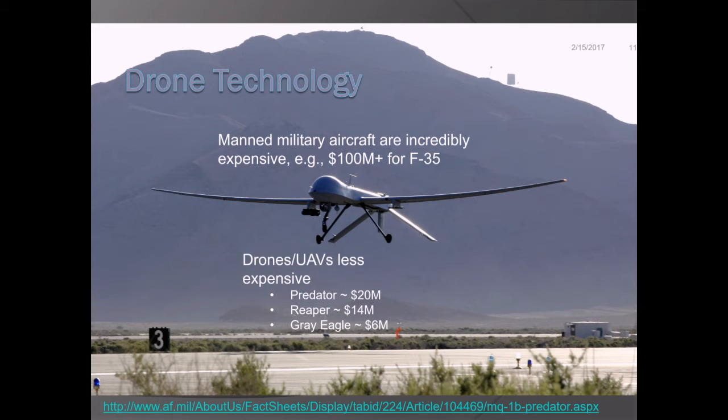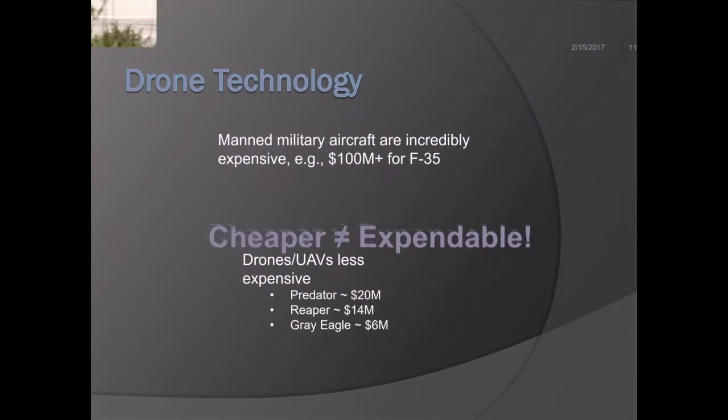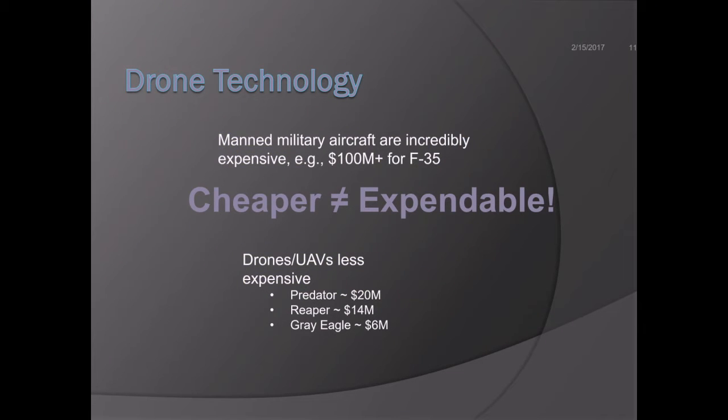In contrast, we have existing drones or UAVs that are not as expensive. So here's a list of some that I found: Predator, Reaper, the Gray Eagle. You can see that all of these are considerably less expensive than, say, an F-35. However, just because they're cheaper doesn't mean they're expendable. Okay, so if we lose one of the drones, it's not a happy day because they're not cheap by any means.